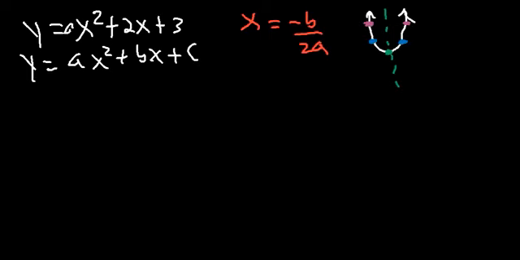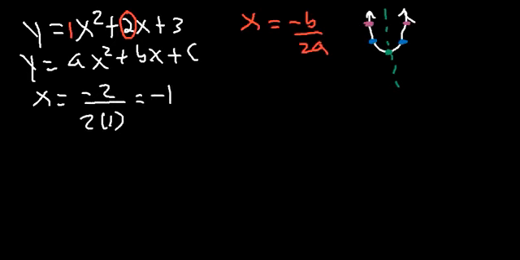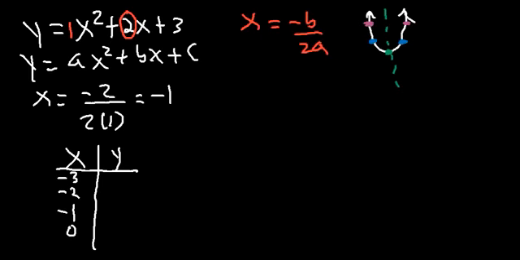So a is 1. This is a. And b is 2. So let's use the equation. X is equal to negative b, which is negative 2, over 2 times a, or 2 times 1. So the vertex is at x equals negative 1. Now we're going to pick 5 points. But our center point is going to be the vertex, negative 1. We're going to pick 2 points to the right of that point and 2 points to the left. 2 points to the left of negative 1 are negative 2 and negative 3. And 2 points to the right of it are 0 and 1.